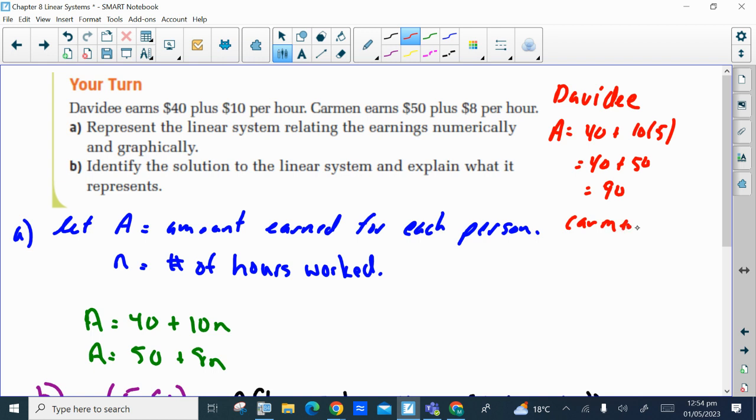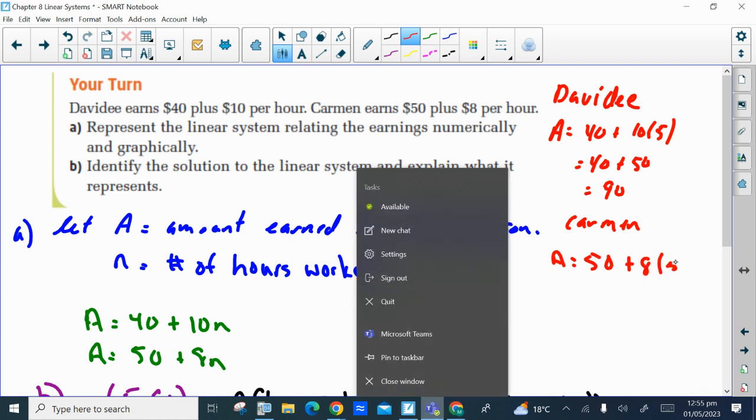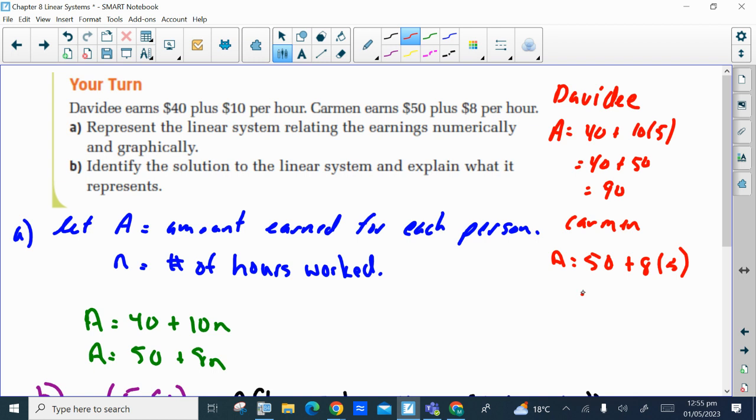So for Carmen, starts with $50 and then earns $8 per hour. And again, we're saying that they're working for 5 hours. 8 times 5 is 40. 50 plus 40 is 90. So it works for both. In each case, when n is 5, A is 90.